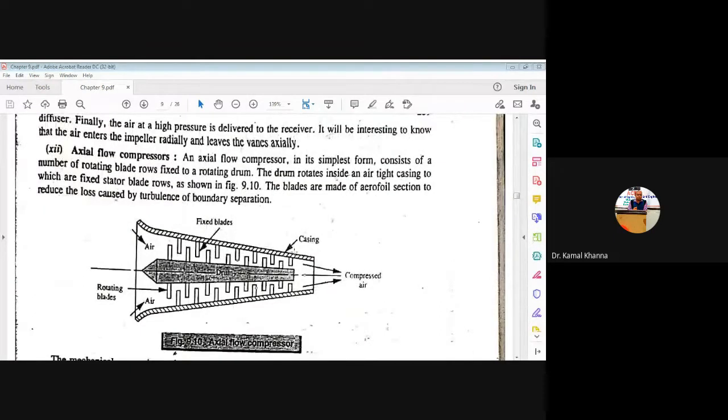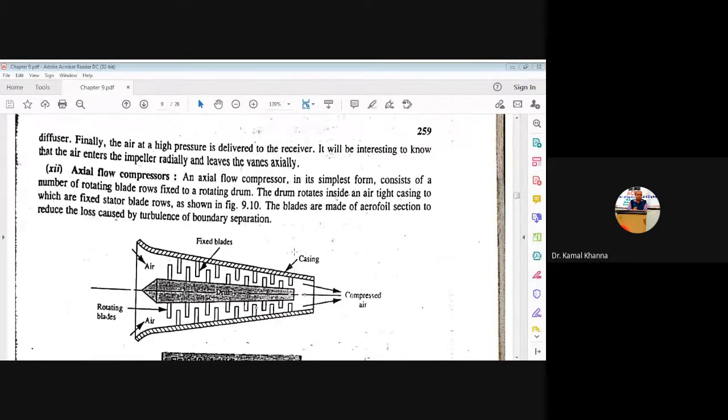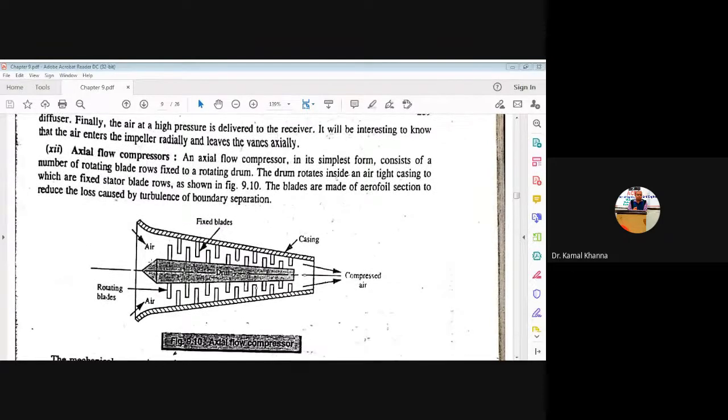Next is the axial flow compressor. You can see from the figure that on one side there is an inlet of air from the atmosphere, and from the other side we have an outlet to the other components of the pneumatic system. In the case of the axial flow compressor, you can see it consists of a number of rotating blades which are fixed to a rotating drum. This central portion is a drum, and you can see these are the fixed blades on the outer casing of the compressor, and on the drum we have some rotating blades.